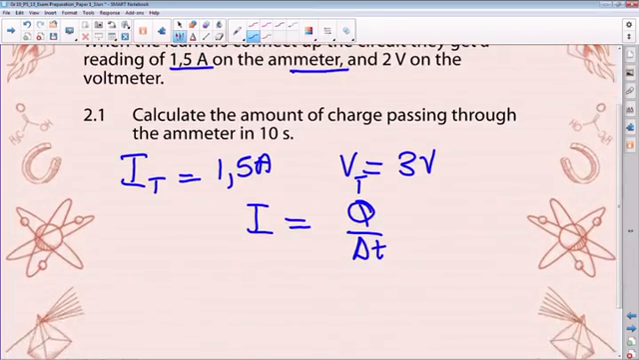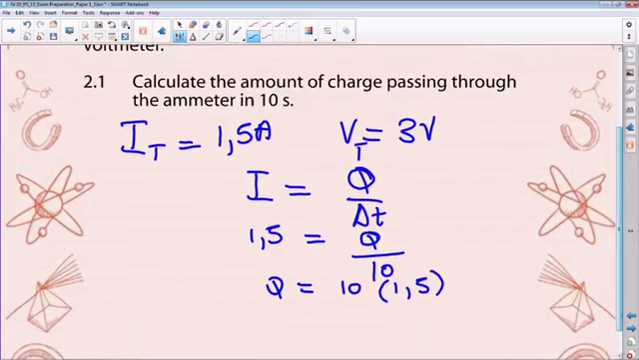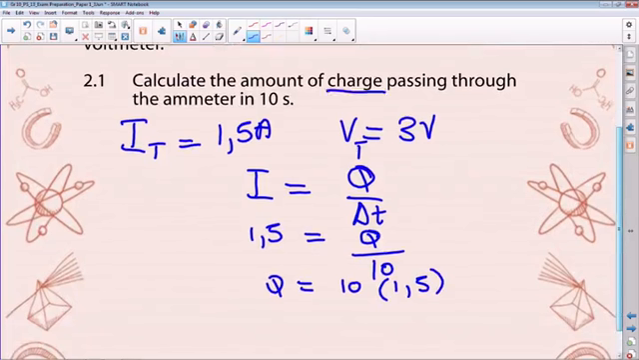Then we have the current. It means the current, 1,5, is equal to Q divided by the time, which is 10. So if we make Q the subject, we'll get Q is equal to 10 multiplied by 1,5, right? Whatever we get is going to be in coulombs, because we're talking about the charge. So Q becomes 15 coulombs. It's just multiplication there. So this is how we would attempt this particular problem.